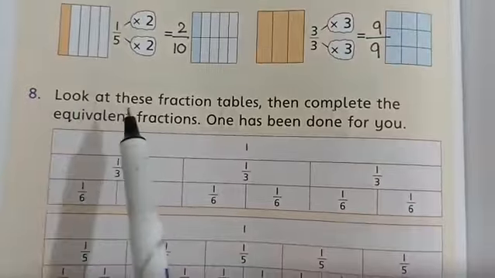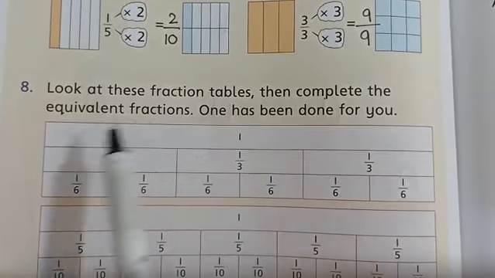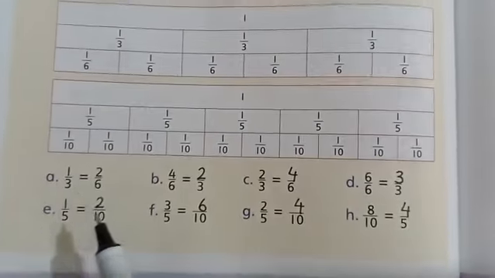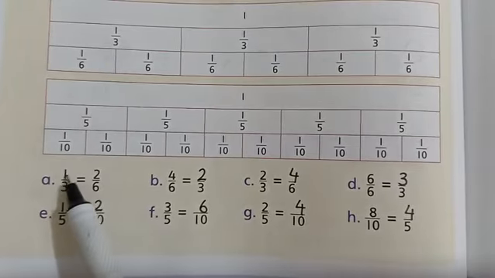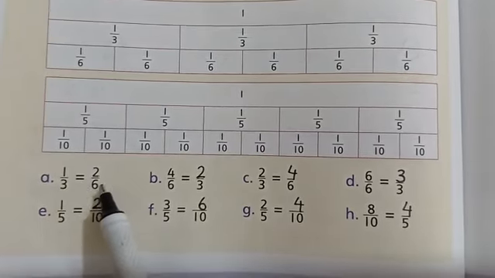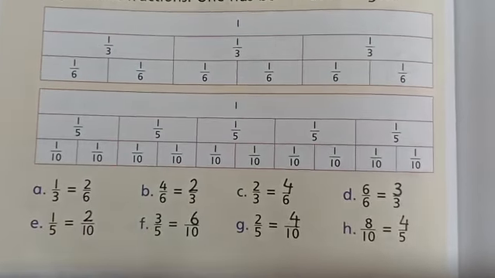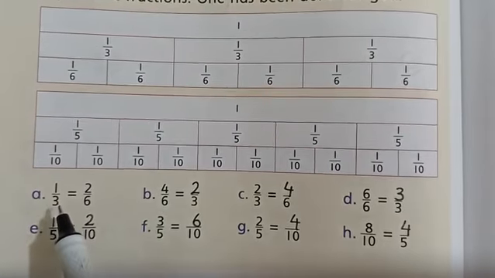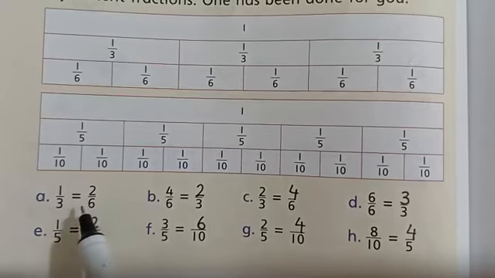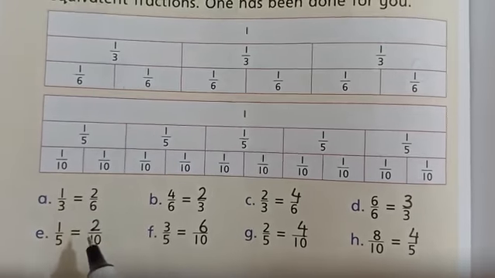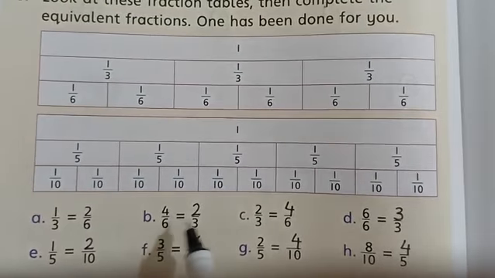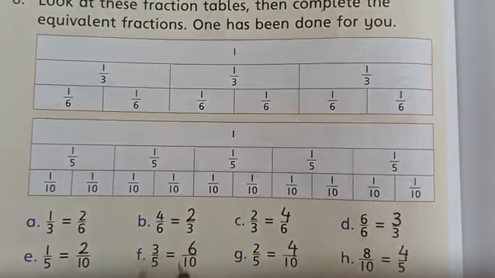Next question number 8. Look at these fractions table, then complete the equivalent fractions. Look at this. Here we have 1 by 3 is equal to 2 by 6. We multiply numerator and denominator with the same number, that is 2. 3 2s are 6 and 1 2s are 2. Next we have 4 by 6 is equal to dash by 3.